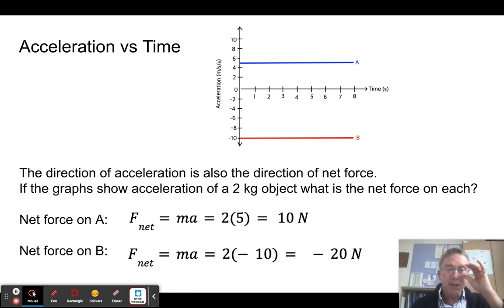I can also use this to make inferences about the net force acting on objects. Remember, net force causes acceleration. So let's just say I know I have a 2-kilogram object. Well, I have a 2-kilogram object, and it's accelerating at 5. Therefore, the net force on it at positive 5 is positive 10.